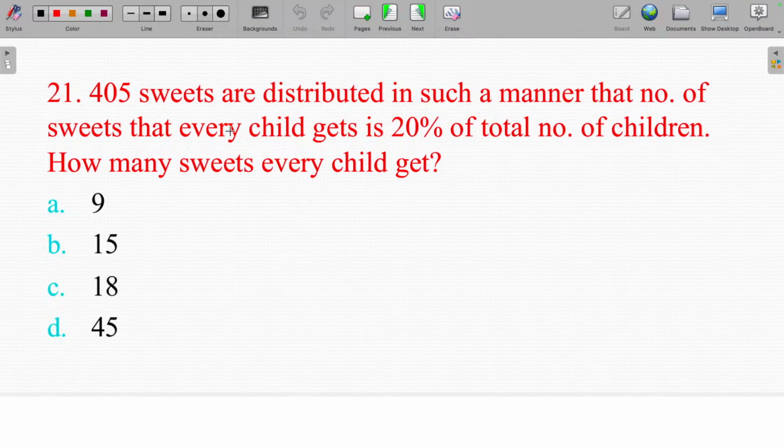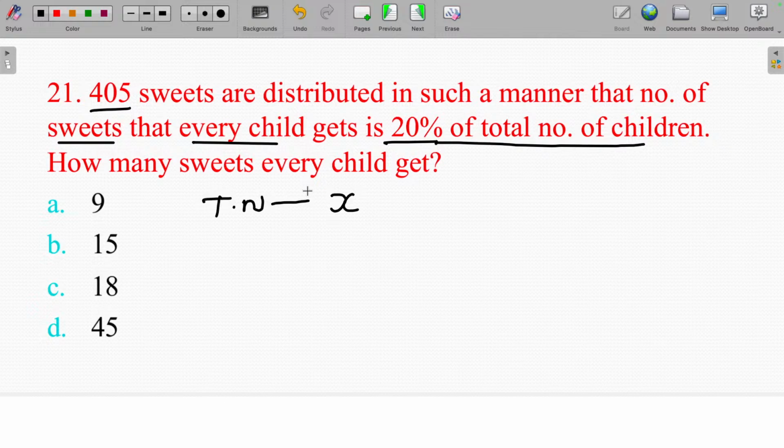405 sweets are distributed in such a manner that, I am explaining how I distributed this 405. The number of sweets that every child gets is 20% of the total number of children. I am assuming the total number of children will be x. Then every child will get 20%, that is 1 by 5 of x. Correct? Yes or no?